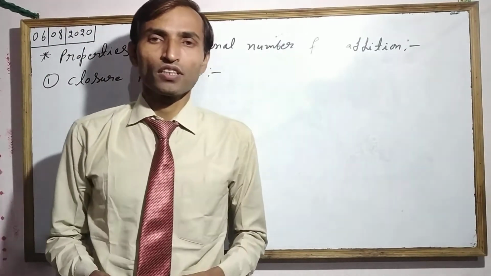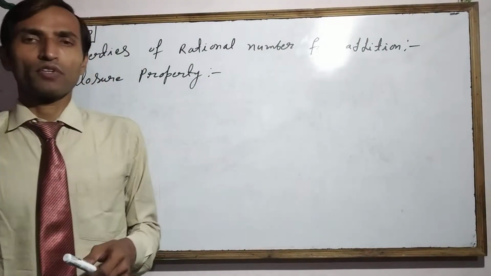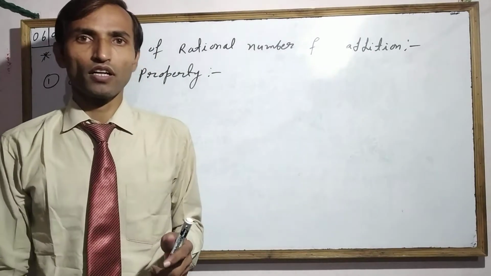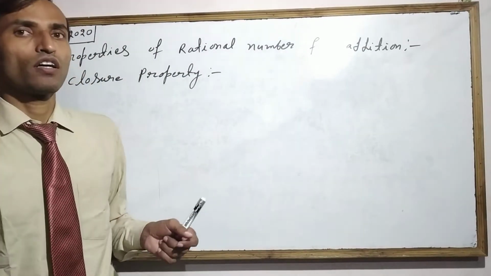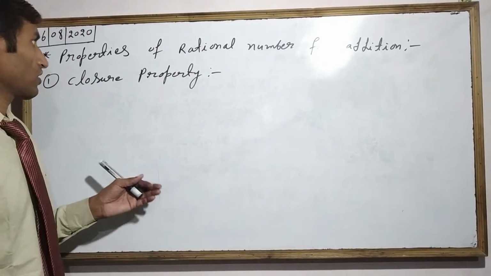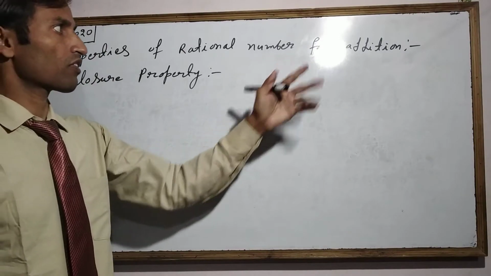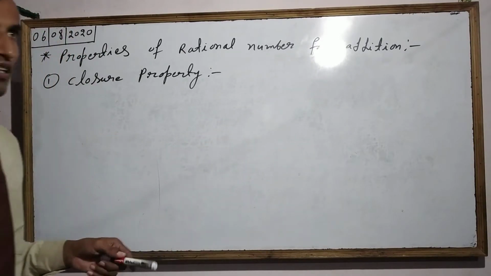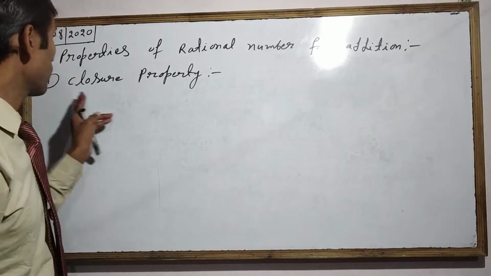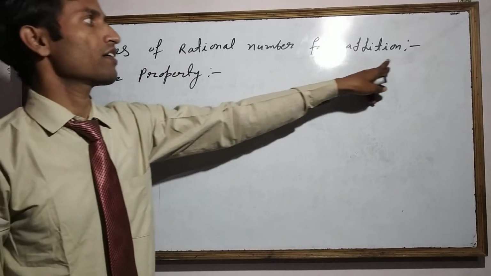Hello students. Last class we revised the absolute value of a rational number, the definition of a rational number, and comparison, meaning equivalent rational numbers. Now we have to revise the properties of rational numbers for addition and multiplication, and then the ones following for subtraction and division. First of all, we will revise the properties of rational numbers for addition.